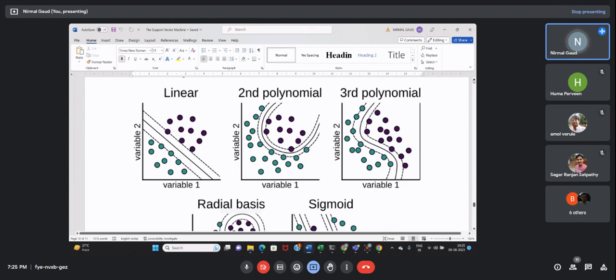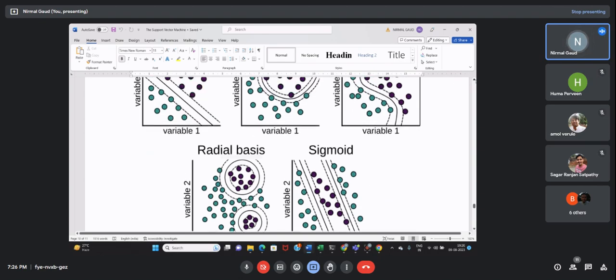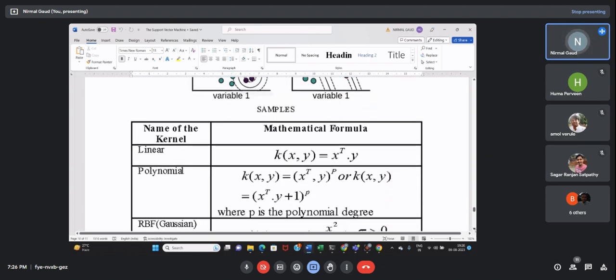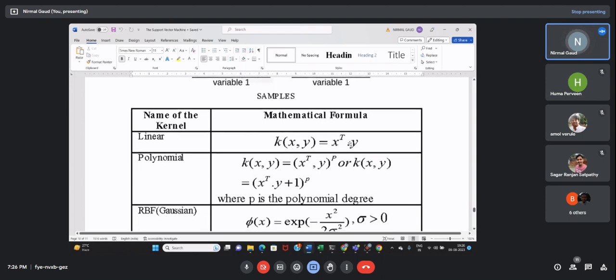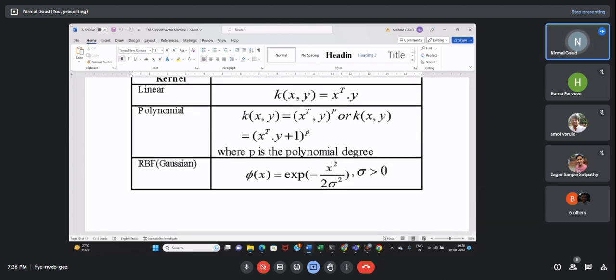They are saying that according to this only, we are going to separate. So what does this mean? Second polynomial, third polynomial. You are making decision boundaries here. This is the linearly separable first case, the simple case. And what are the equations of these? Here is the mathematical formula: for linear, x transpose y. For polynomial, x transpose y plus 1 to the power of the polynomial degree. And Gaussian, this is the formula. That's what it is trying to say in the current notes which we are discussing.